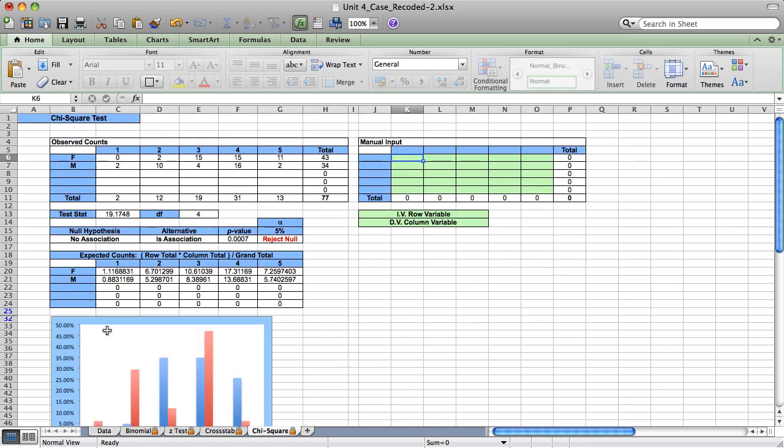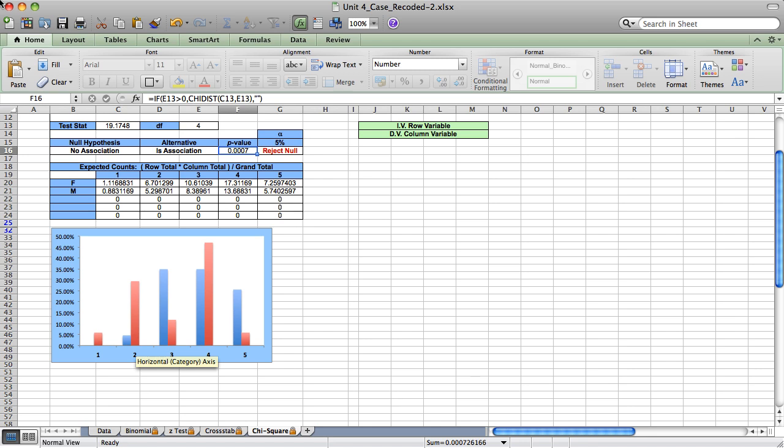So my cross tabulation shows the observed counts or frequencies for our n equals 77 cardholders. The chi-square statistic here of 19.17 is very strong and produces a p-value of only 0.0007, which is highly significant. The clustered bar graph shows the specific effects.